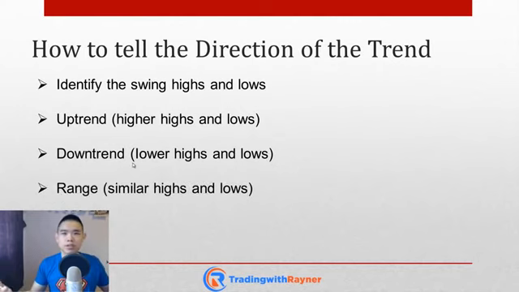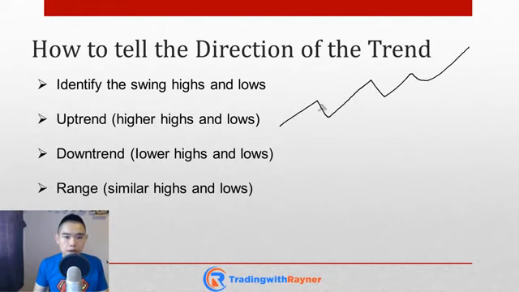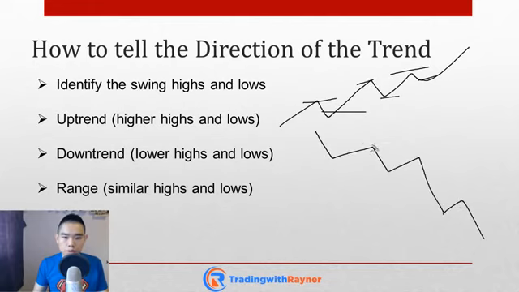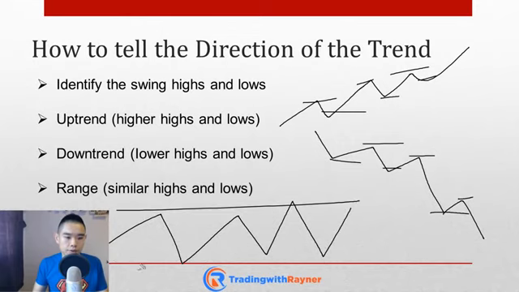And a range is just where the swing highs and the swing lows are all pretty much in an equal area, at an equal level. So just to illustrate, an uptrend would be something like this: higher swing lows, higher swing highs. A downtrend is just the opposite: lower swing low, lower swing high and lower swing low. And finally, a range is where your swing lows and swing highs are all pretty much at similar levels.